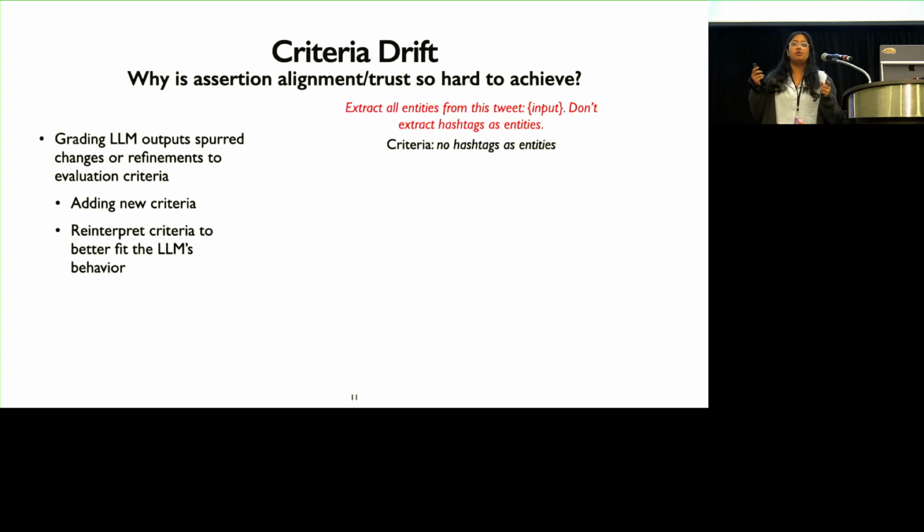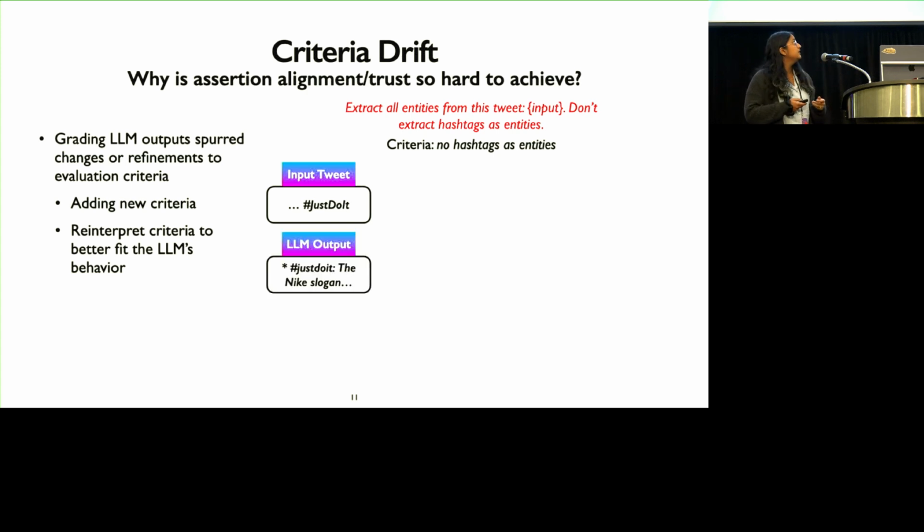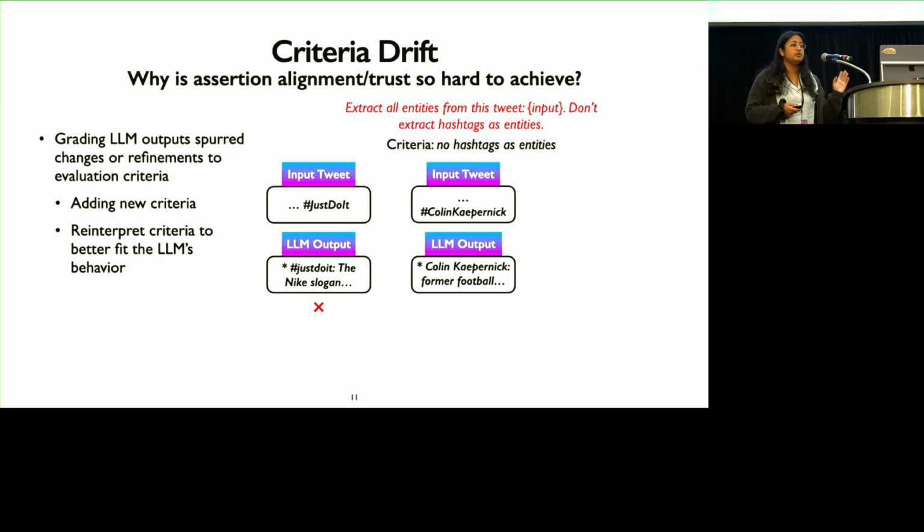And let me give you a concrete example of this here. So I have this same named entity recognition task, and the criteria is not to extract hashtags as entities. The first time that somebody might encounter a failure mode of this, they might say, yep, this is bad, I'm gonna mark it as a thumbs down. The second time they encounter this example, so Colin Kaepernick is a very famous American football player, they might also grade it as bad because there's a hashtag that was extracted, or so they thought.